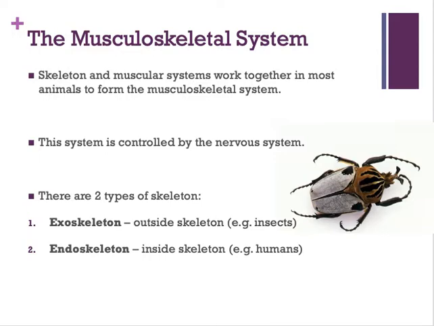We came across the term exoskeleton before when we were talking about chitin, and chitin came up in our nutrients chapter, and it was as part of the beetle's exoskeleton, so the skeleton on the outside. Humans, of course, have our skeleton on the inside, so it's called an endoskeleton.